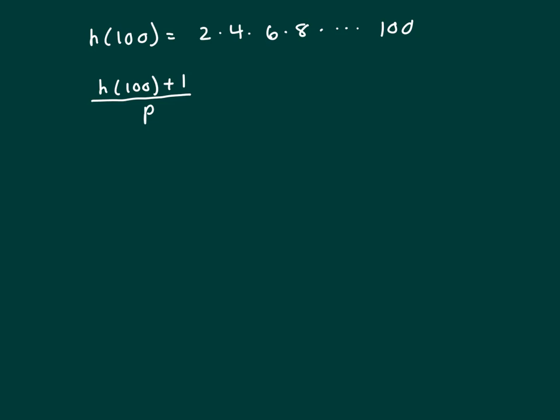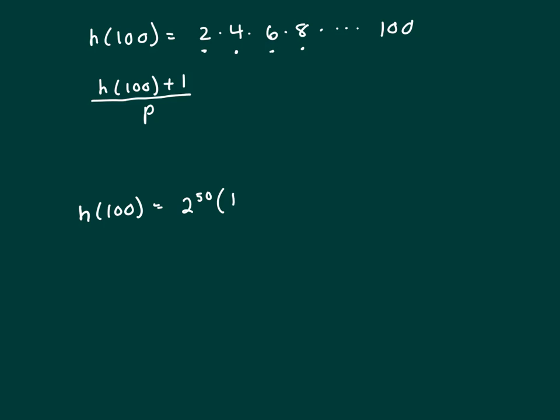So for p to be a prime factor, it would have to go into h of 100 plus 1. So let's mess with h of 100. Let's factor a 2 out of every number. And if I factor a 2 out of every number, how many 2's would that be? Take a 2 out here, or here, or here. How many numbers? 2, 4, 6, 8, all the way up to 100. There's 50 of them. So if I factor a 2 out of each one, I'd have a 2 to the 50.